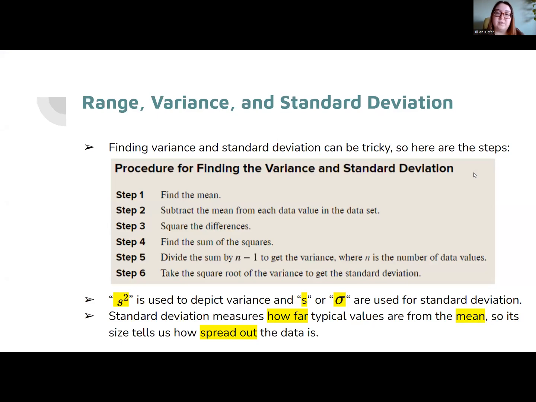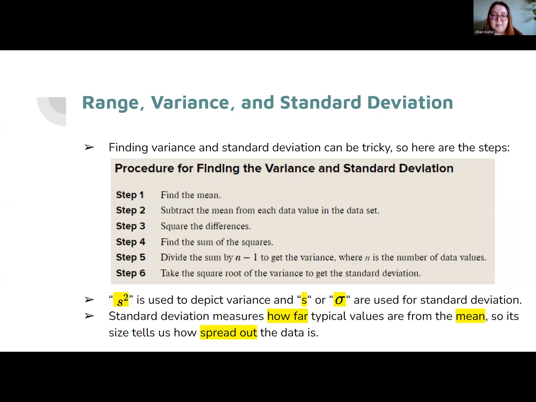So now we have range, variance, standard deviation. We'll go on to variance and standard deviation. Finding the variance and standard deviation is tricky, but there are steps that we can take to do it. The procedure for finding variance and standard deviation is 6 steps. Step 1 is to find the mean. So you take the data points that you're given, find the mean.